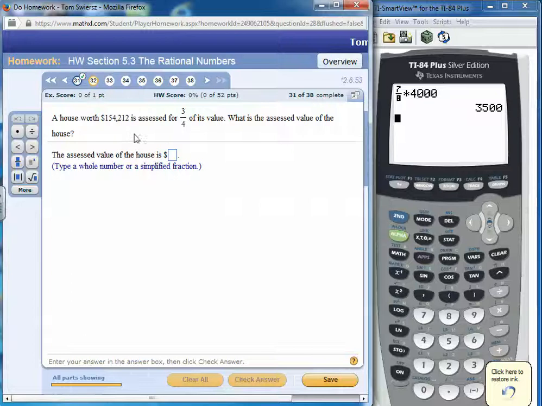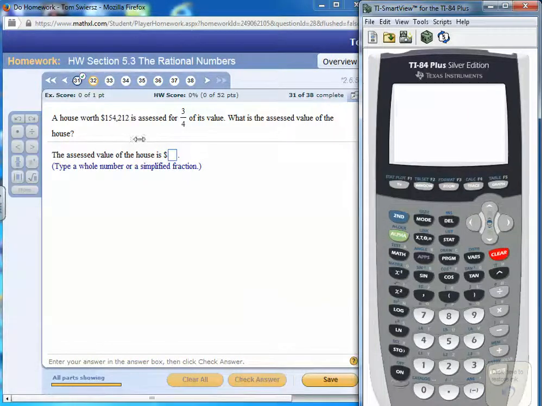A house worth $154,212 is assessed for 3/4 of its value. What is the assessed value of the house? Again, we're taking 3/4 of a quantity. So you just take the 154,212 and multiply by 3/4, okay, or 3/4 times that number.